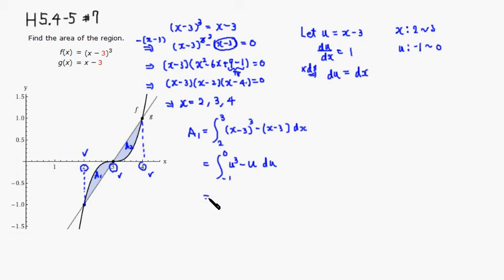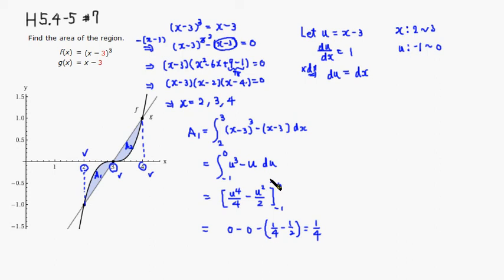Then compute that. The antiderivative of u cubed is u to the 4th over 4, minus the antiderivative of u, which is u squared over 2, from negative 1 to 0. Plug in 0, you get 0, minus plugging in negative 1: negative 1 to the 4th over 4 is 1/4, and minus 1/2, so it's negative 1/4. Subtracting that, the result is positive 1/4.